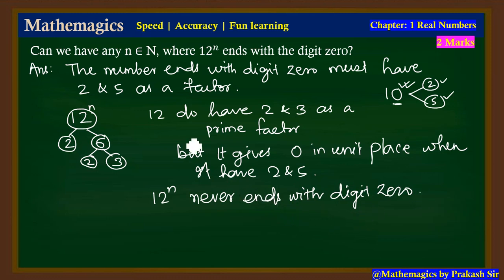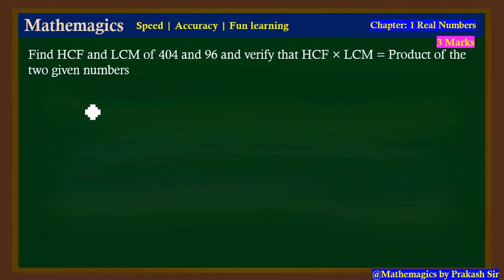Dear friend, I hope you have understood. Let me tell you once again. The number which has 2 and 5 as factors only ends with the digit 0. Here I have already discussed that the number 12 has only 2 and 3 as prime factors, but 5 is missing there. That's why according to the rule we can say that it does not end with 0 for whatever the value of n.